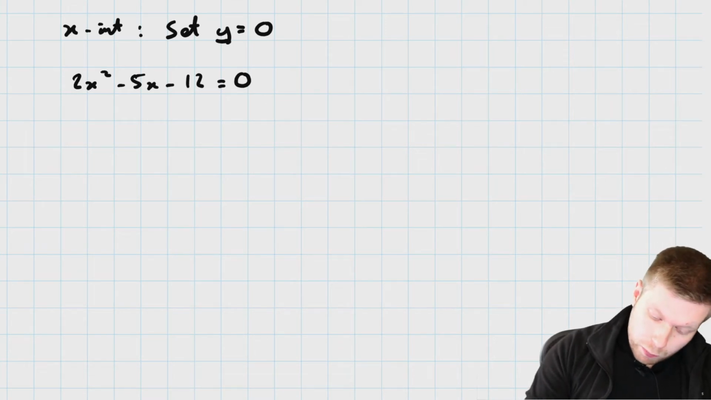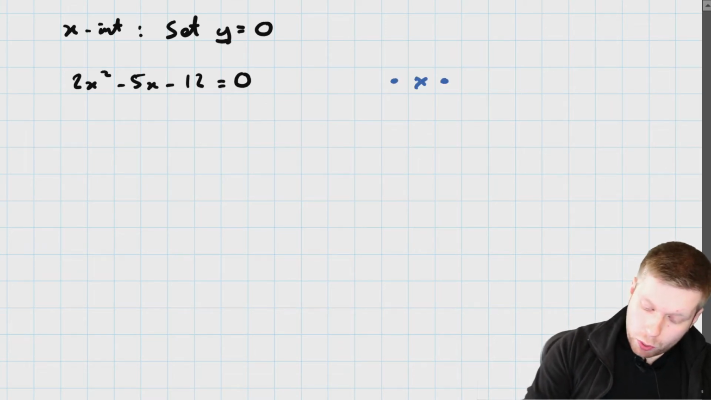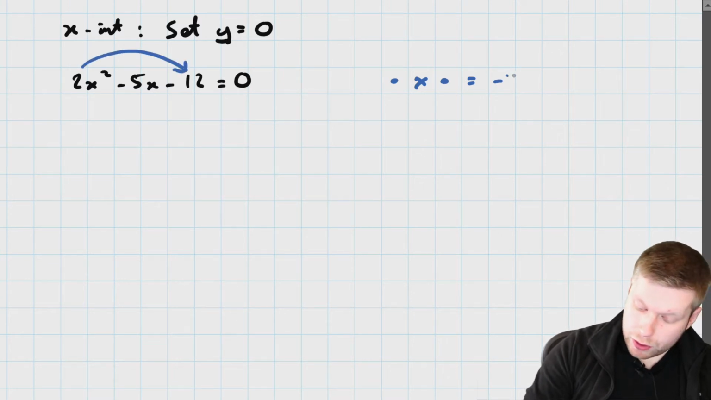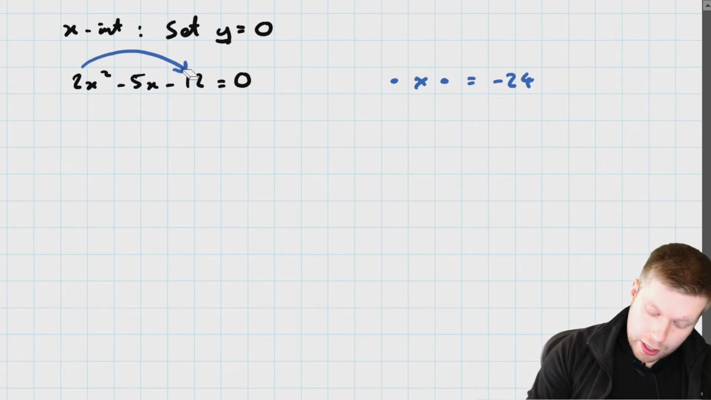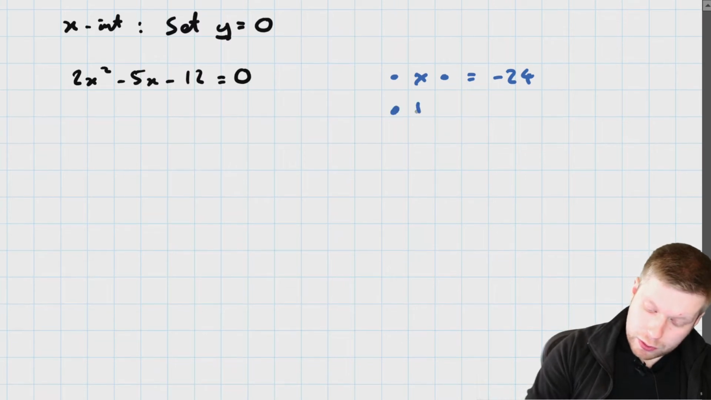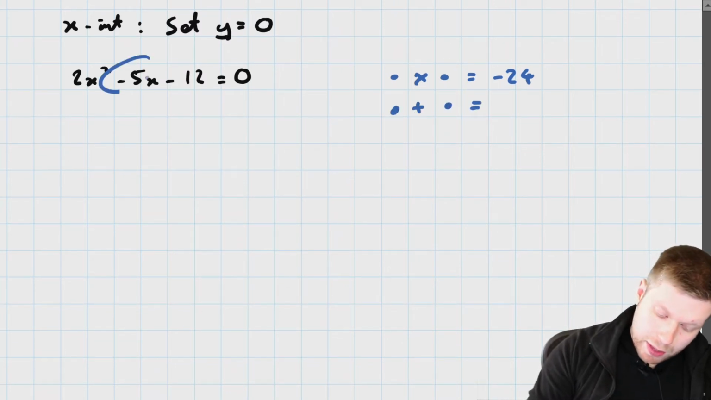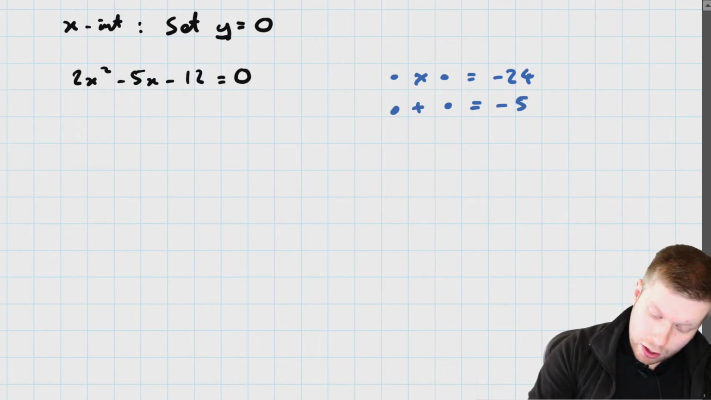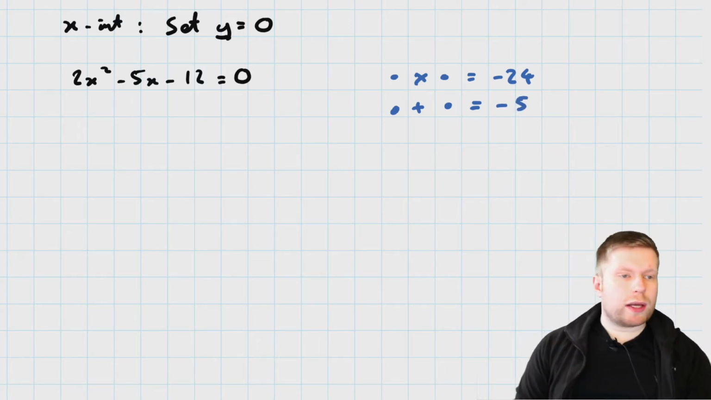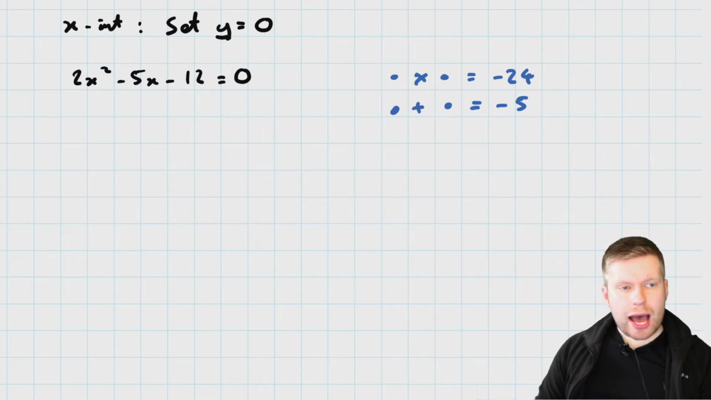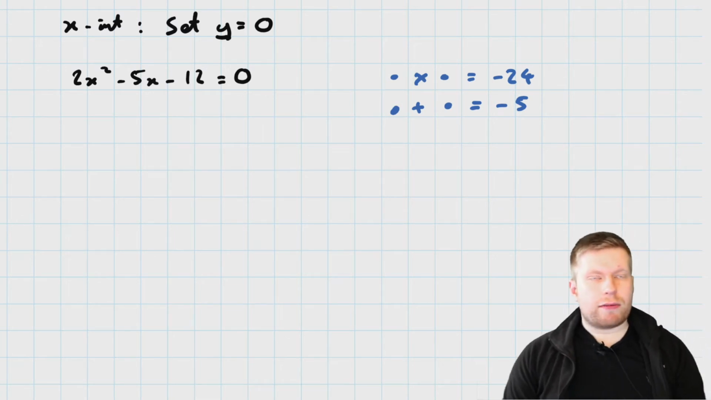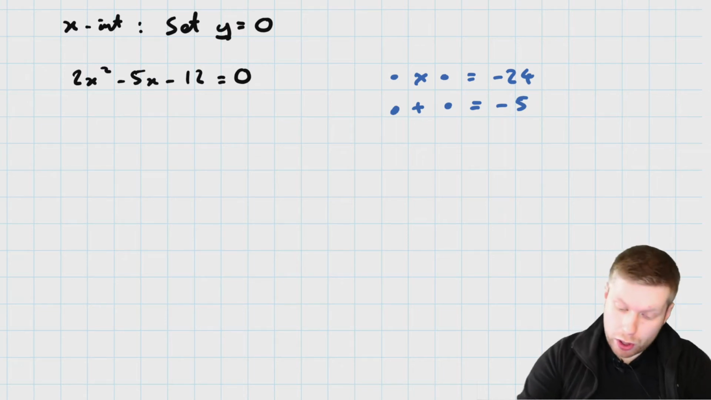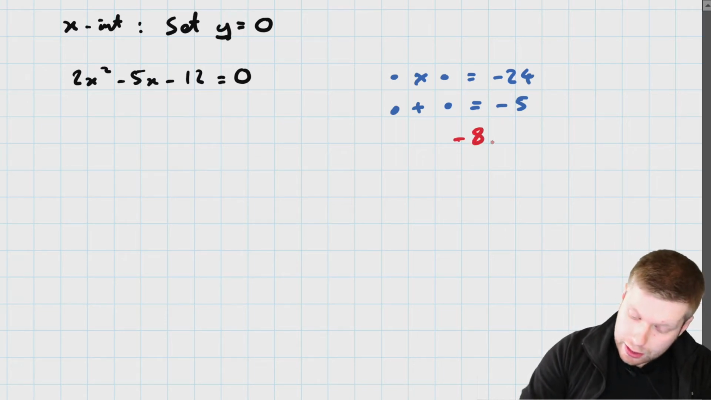So first of all, we're looking for two numbers. It's non-monic, so we're looking for two numbers that multiply together to make 2 times negative 12, or negative 24. And we're also looking for those same two numbers to add together to make negative 5. All right, so let's think. Two numbers multiplying together to make negative 24, and which add together to make negative 5. I think negative 8 and positive 3 would work there. So negative 8 and positive 3.